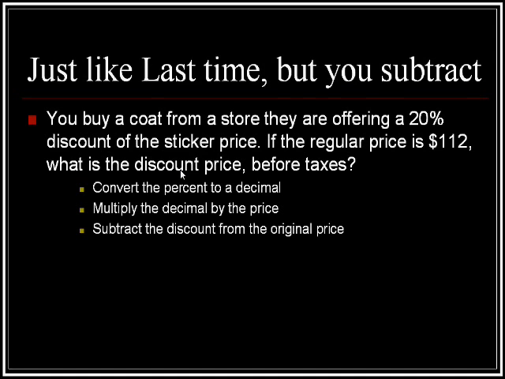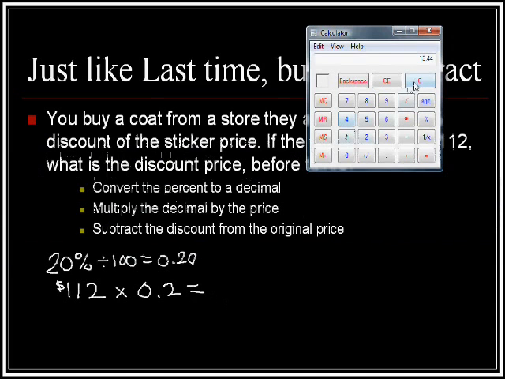So first thing we do, as always, we convert our percent into a decimal. So 20% is the same as 0.2. We multiply the decimal by the price. So again, we're doing this the long way. $112 times 0.2 equals, 112 times 0.2 equals 22.40. So again, 22.4 is the same as 22.40.